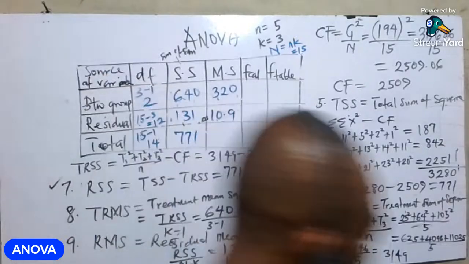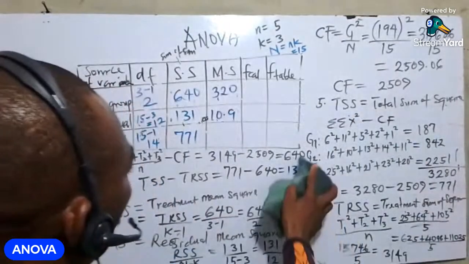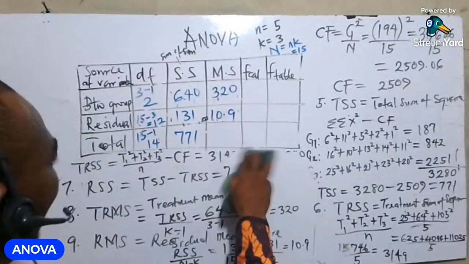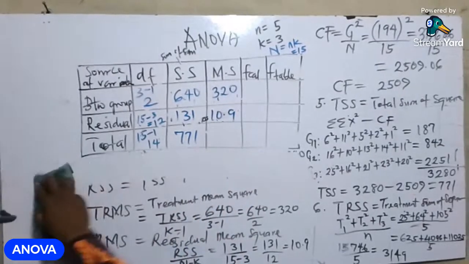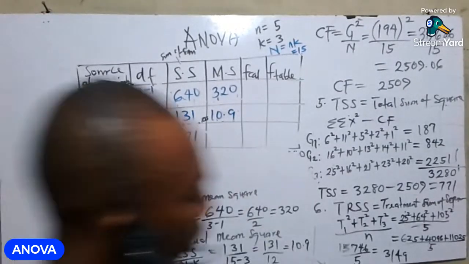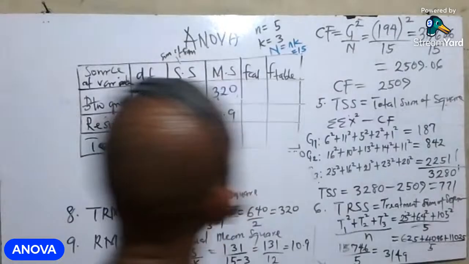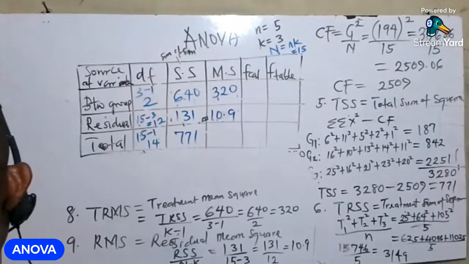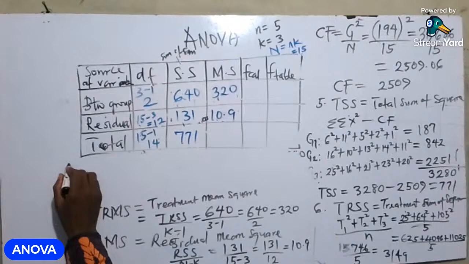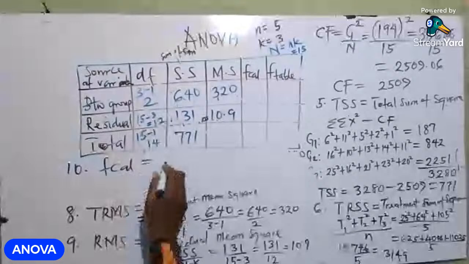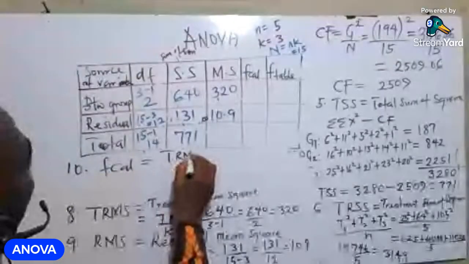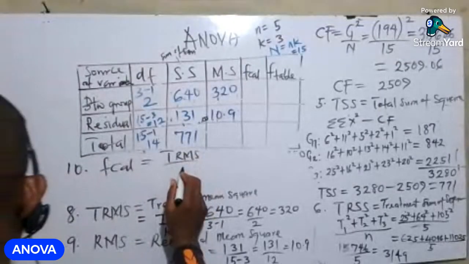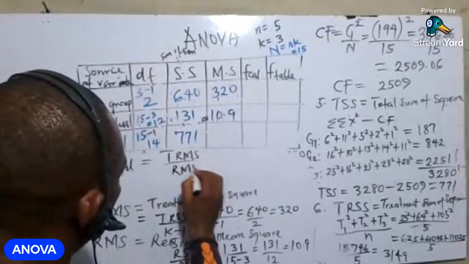So let me clean this place. You know that that is the last step. Like I told you at the beginning of the class, there are 10 steps to get your analysis of variance, to get your F calculated. So step 10 is F calculated, called F ratio. It is gotten by your TRMS divided by your RMS.